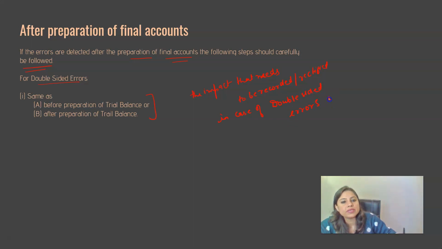would be the same. So even in case the double-sided error has been identified before preparation of the trial balance, after preparation of the trial balance, or after preparation of the final accounts, the effect or the rectifying entry that needs to be passed would remain the same, and there will be no difference in the accounting treatment in the case of double-sided errors.